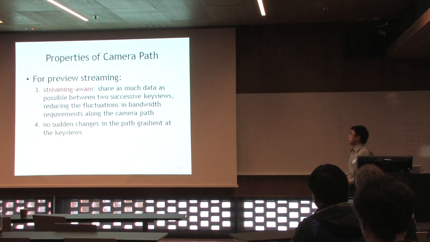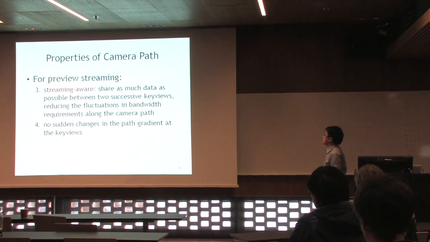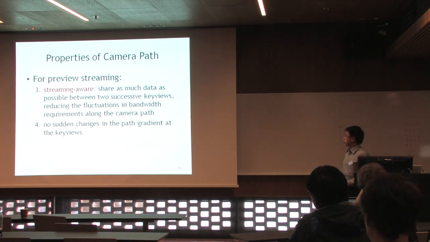For preview streaming, we add two more properties. To be streaming aware, the path should share as much data as possible between two successive key views, reducing the fluctuation in bandwidth requirements along the camera path. And the path should be smooth enough, with no sudden change in the path gradient at the key views.